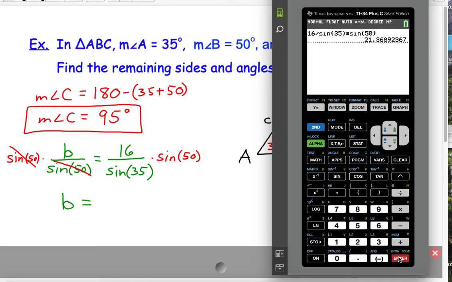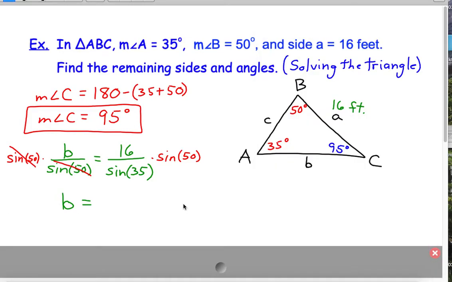So we get 21.368. Now there were no specifications here. So as a general rule for us, let's go ahead and round to 2 decimals. So 21.37. So 21.37, and this had units on this problem, and the sides were in feet.